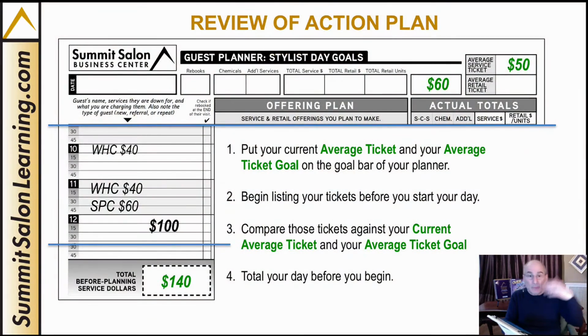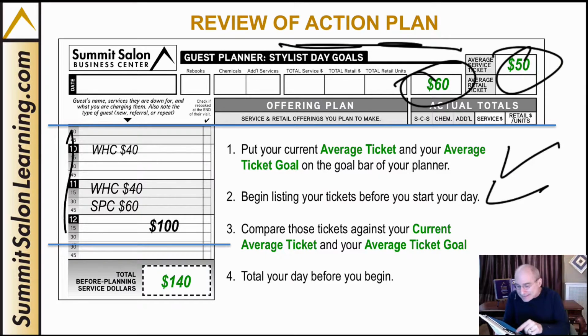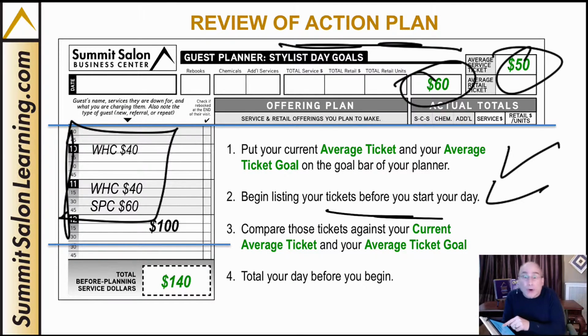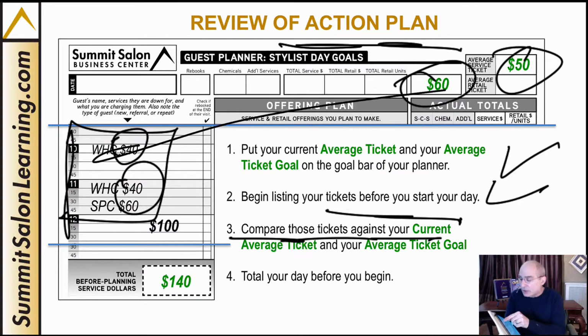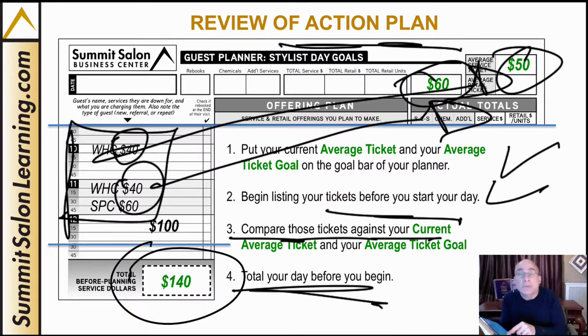And as you recall, last time we were together, I gave you a homework assignment, right? And that was to take some action. Number one, begin to put your current average ticket and your average ticket goal on your planner. Number two was to begin listing your tickets before you start your day. Then, depending on the dollar amount, I asked you to compare those tickets to your average ticket to see if they were above or below average. And then last but not least, to begin to total your day before you begin. So if you haven't watched a lesson, do that now to catch up to us.